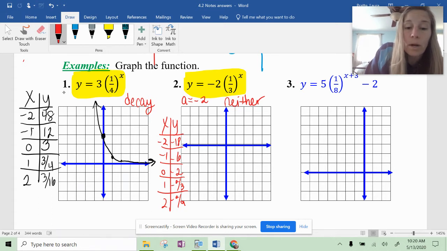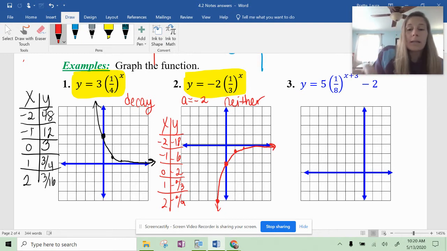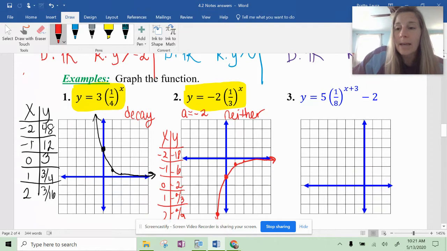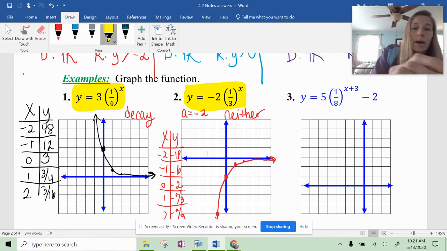Okay, so (-1, -6) fits. (0, -2), (1, -2/3), and (2, -2/9). And you can see that that asymptote is still y equals 0 because the k value is 0, just like the last one. Okay, so now the third one, we have that h and that k, so this one's going to require a little shifting.